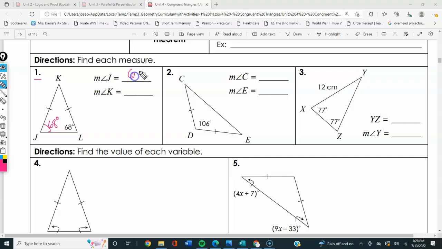They are congruent. They're opposite congruent sides, so they are congruent themselves. Then to find K, I'm going to do 180 minus my two angles I know, because the triangle adds up to 180 as the previous video showed us. And when I do that, I got 44.